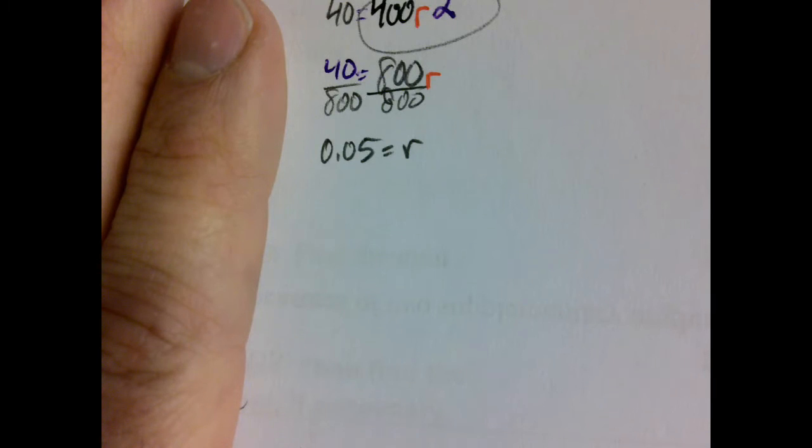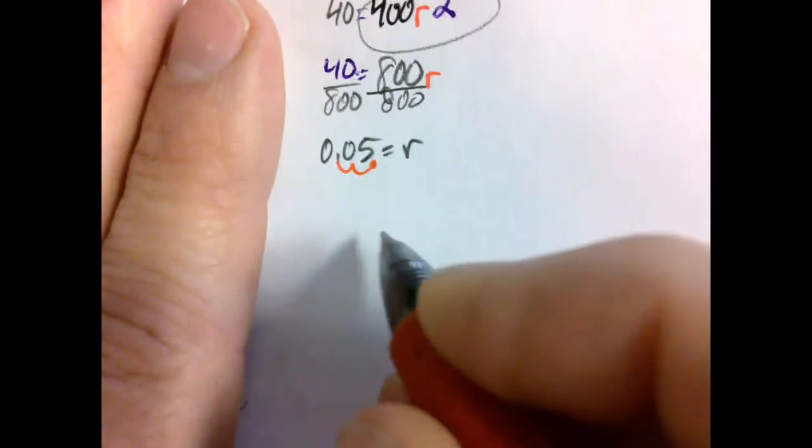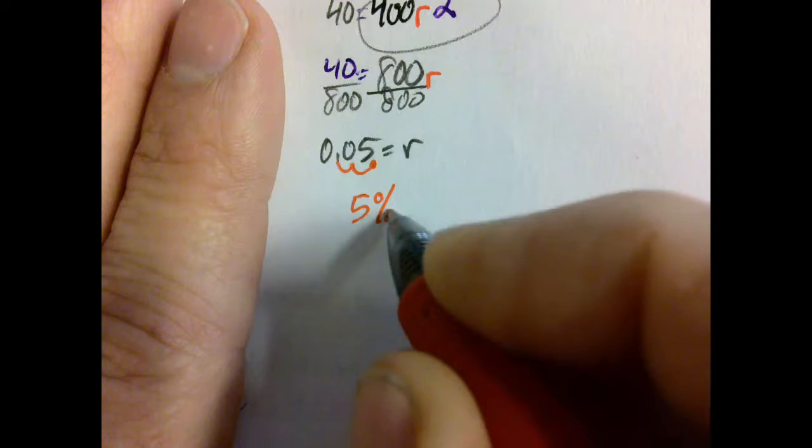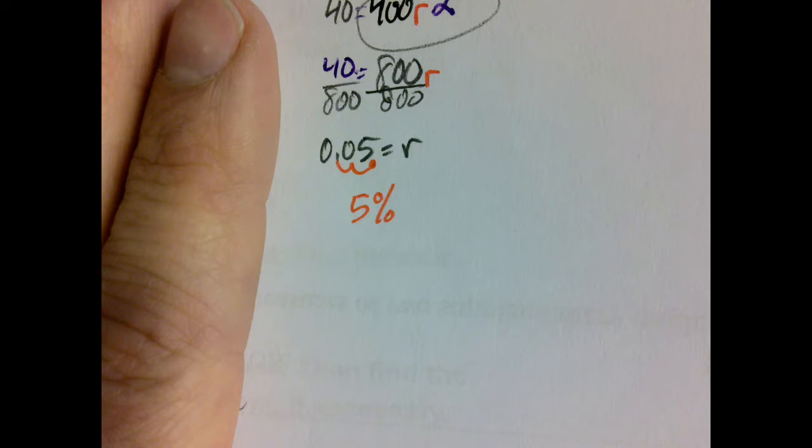Great. But on your multiple choice test, you're not going to find that answer. It's not wrong. It's just not a rate. How many times have we moved the decimal? 2 times. Bump, bump. So the answer you want to look for, or the correct answer that we need, is 5%.